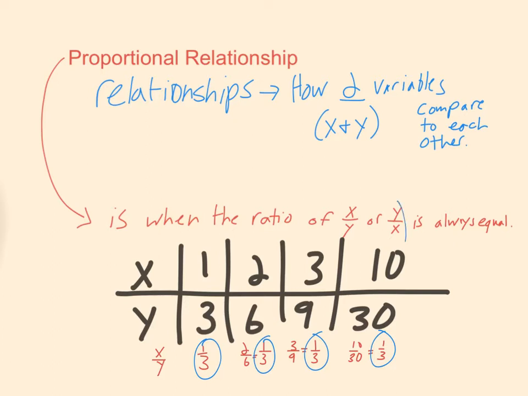Now, up here I said it could also be Y over X, right? So you could say 3 over 1, 6 over 2, which would also equal 3 over 1, 9 over 3, which would equal 3 over 1. And in that situation, they would all come out to equal 3. Yeah, you could reverse them. As long as it always stays the same, it's proportional.